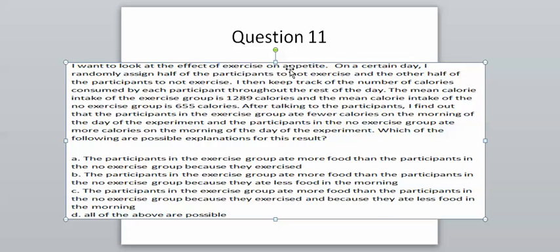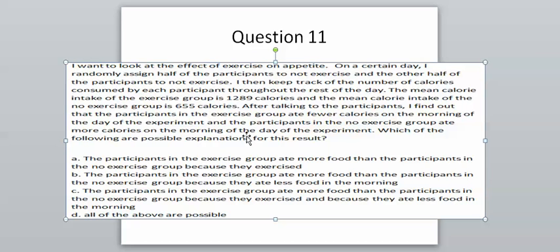I want to look at the effects of exercise on appetite. I'm doing the same study. It looks like I get the same results. And it's still confounded because the two groups, the exercise and no exercise groups, ate different amounts of food in the morning. So the two groups are unequal with each other in a way other than my manipulation, which makes it confounded.